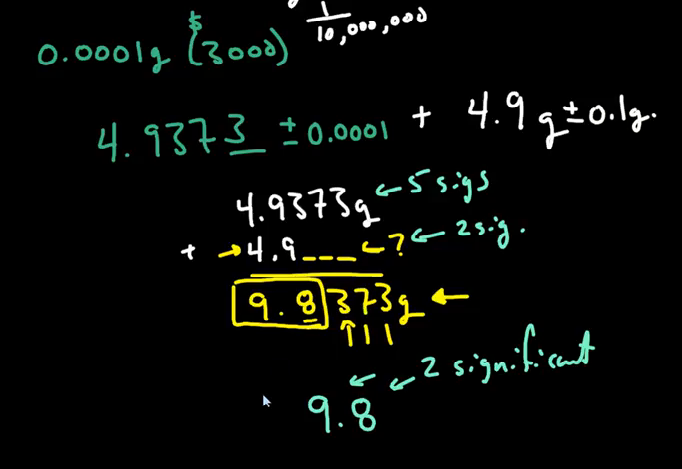Okay? So all I want to do is get the rationale across to you. When I'm adding values, if one is more precise than the other, the least precise value dictates what we can say about what we know at the end of the day. Okay?